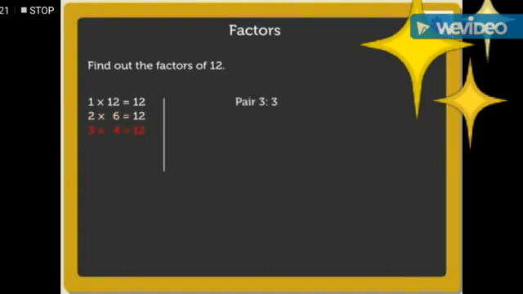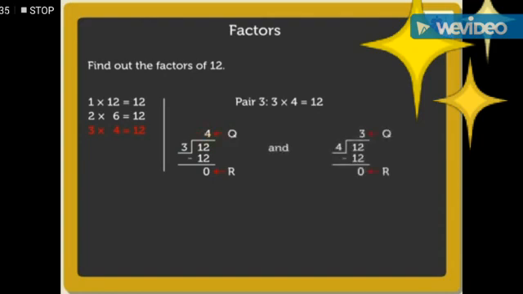Pair 3. 3 into 4 is equal to 12. Here, if we divide 12 by 3, we get the quotient as 4. And if we divide 12 by 4, we get the quotient as 3. Here also, we get the remainder as 0 in both the divisions. Thus, it means that 12 is divisible by 3 and 4.